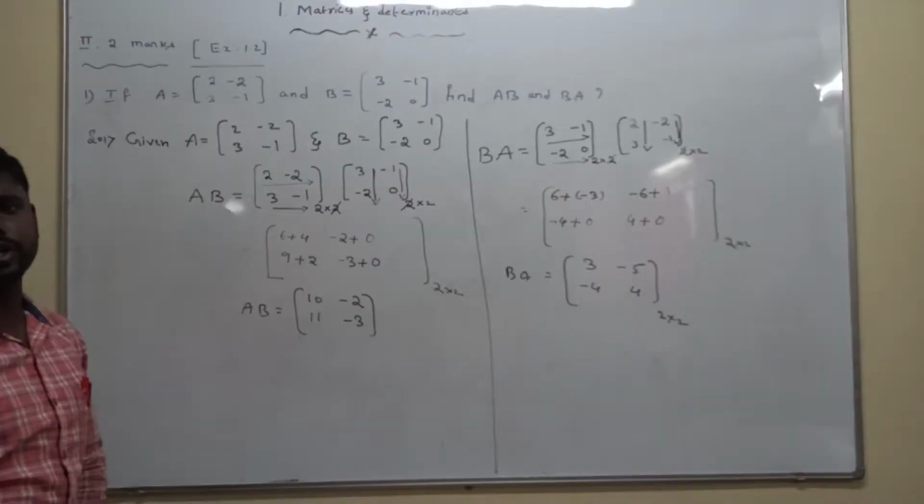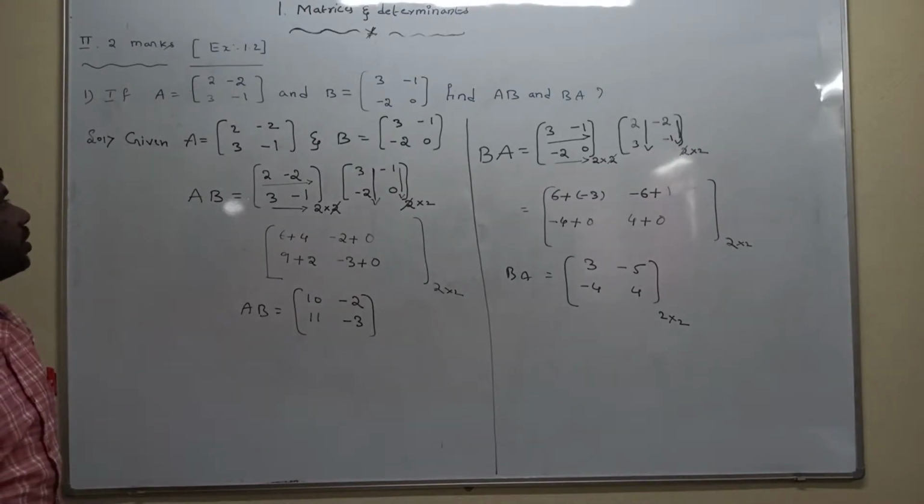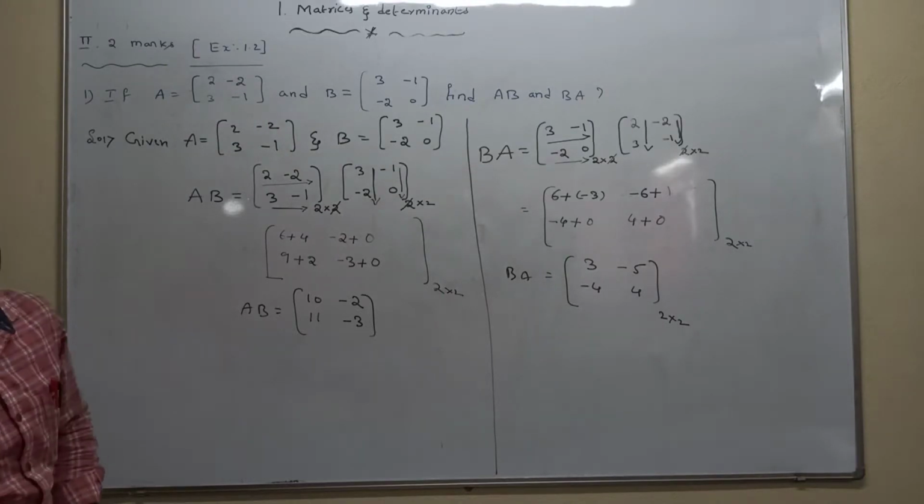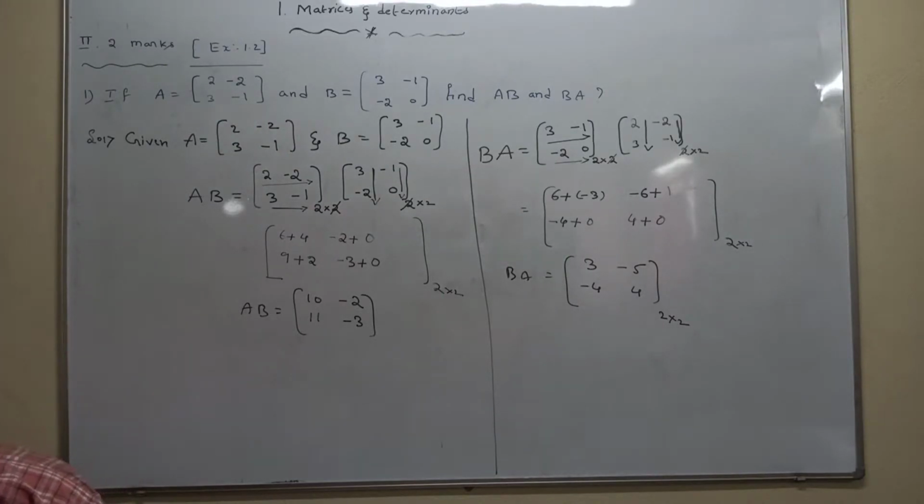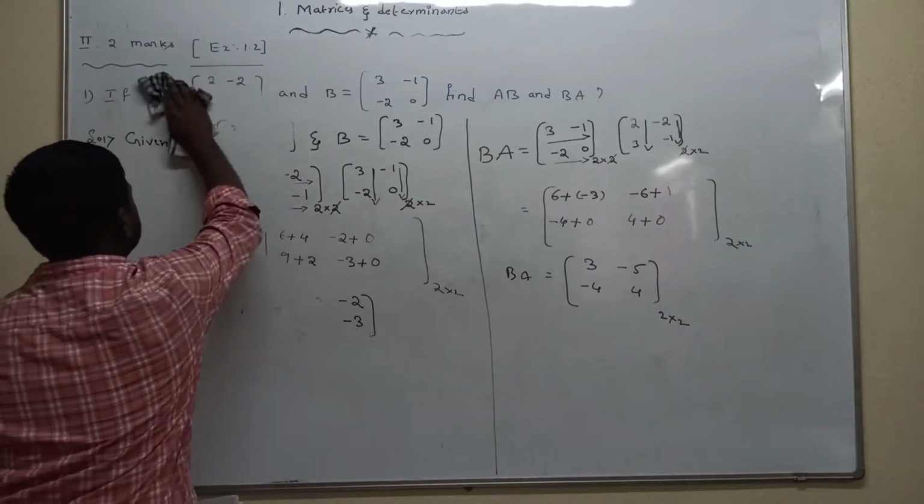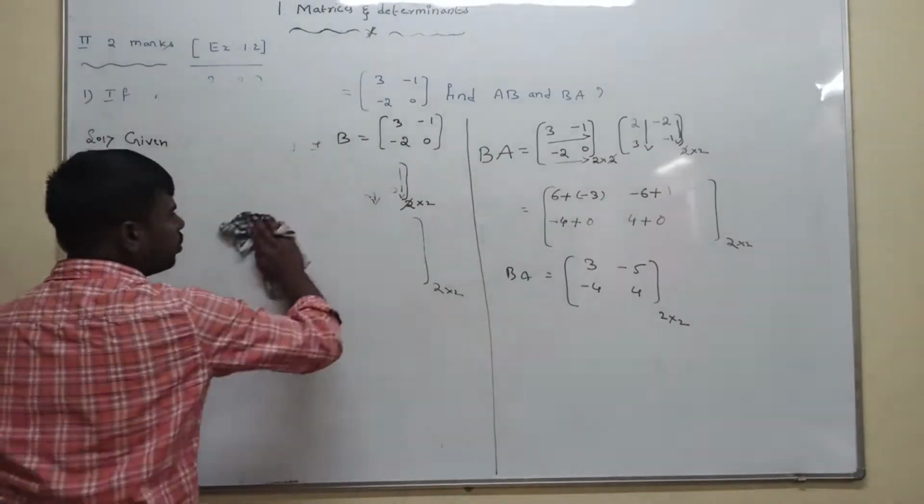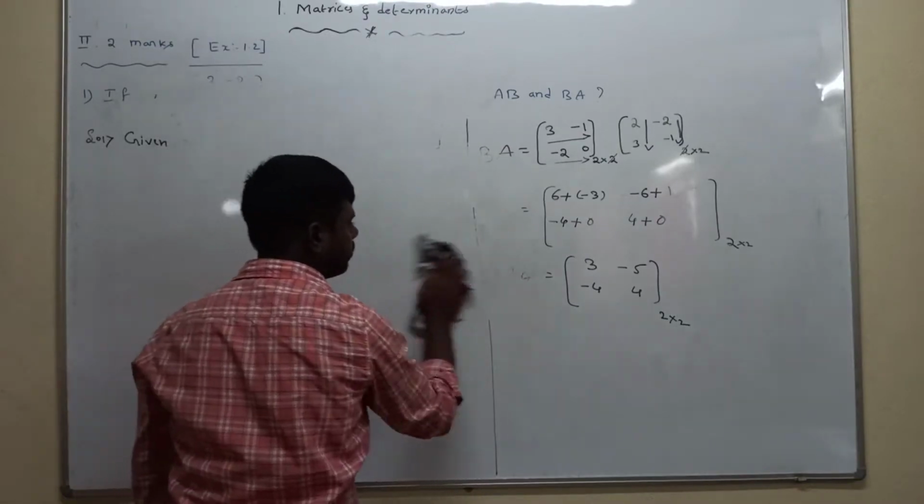So everyone understood, dear students? I think everyone understood this question, how to find AB, how to find BA. This is the method. So next we are discussing the second question of the 2 marks questions.